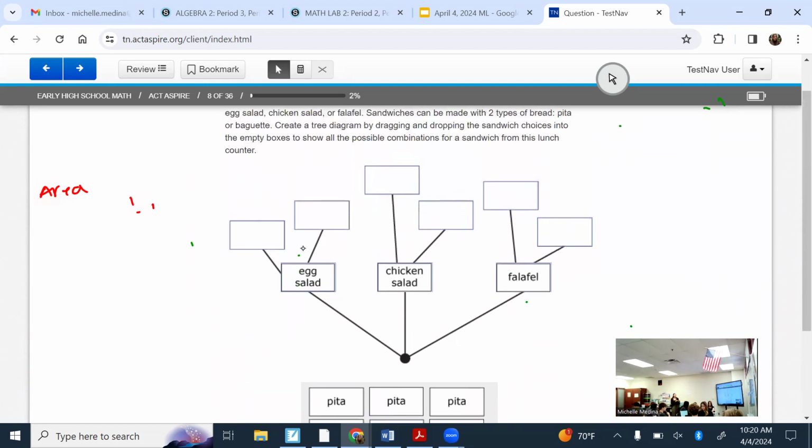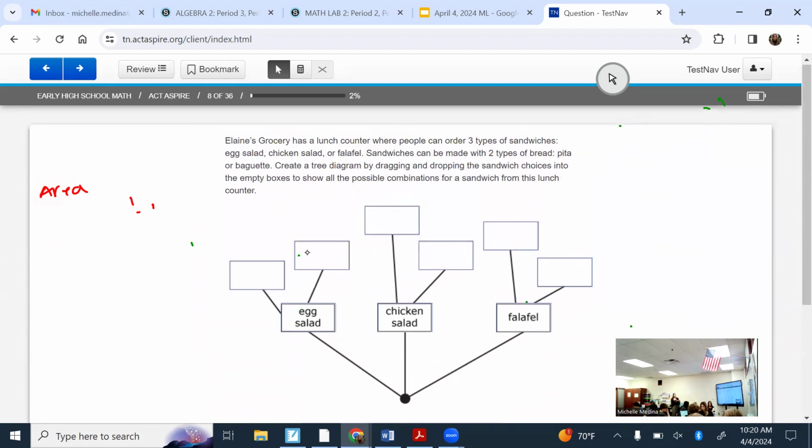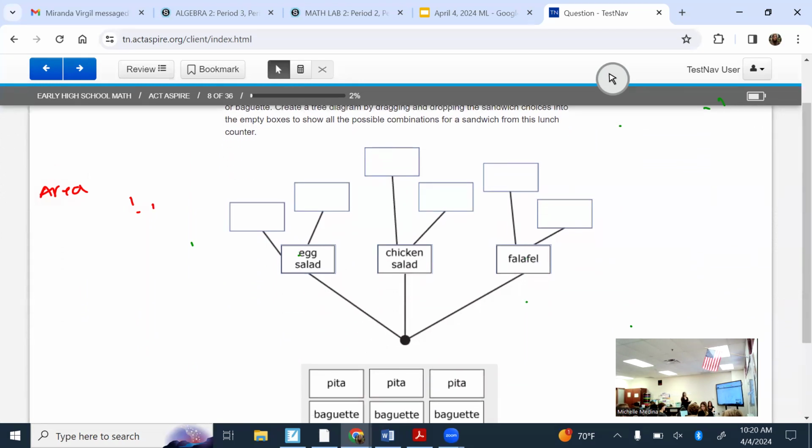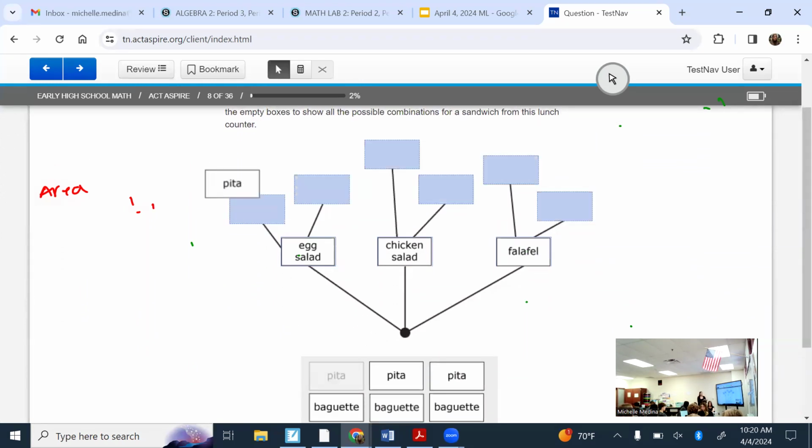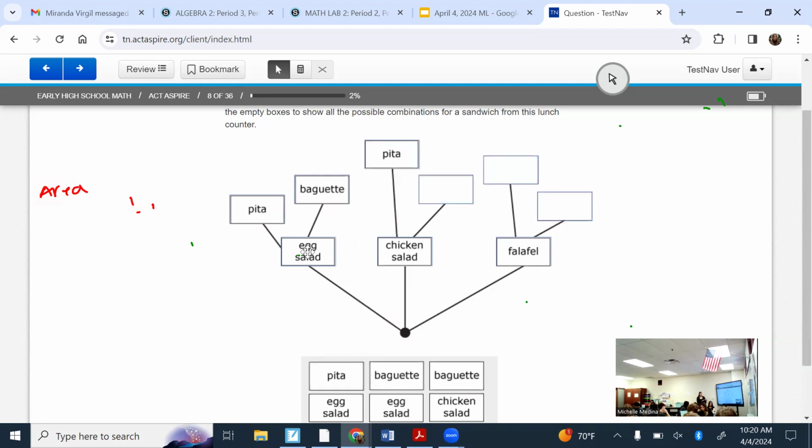And then from each of those is stemming 2 options. So see where that could make sense. Each sandwich can be made with 2 different types of bread, pita or baguette. So then from each main option should have pita or baguette coming from each. Okay, so that's what the answer is. This one didn't ask you to explain, but if you got it wrong or left it blank, then I need an explanation. The 3 main branches would have to go with the 3 types of sandwiches you could get. And then the group of 2 would show all the different bread you can have. There are only 2 options. Wouldn't that work?